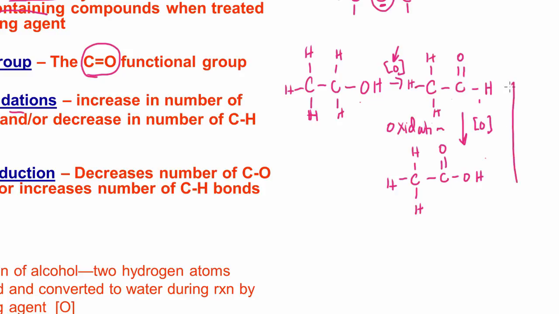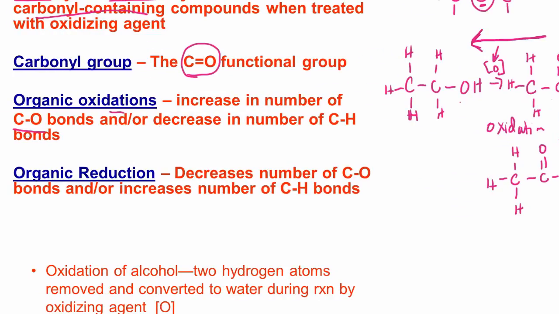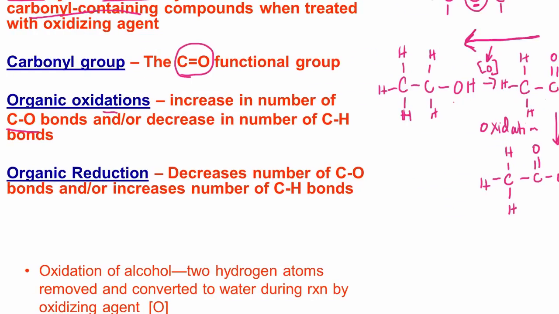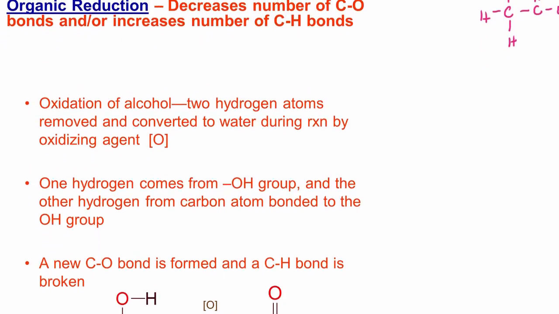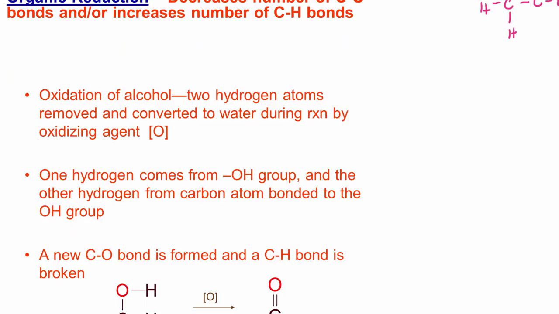The reverse, going from here to here, would be a reduction, a decrease in the number of carbon-oxygen bonds. And then the same here, going from here to here, that would be a reduction. We see a decrease in the number of carbon-oxygen bonds, but an increase in the number of carbon-hydrogen bonds. That's an organic oxidation and organic reduction. Remember, you have to have oxidation with reduction, or reduction with oxidation.